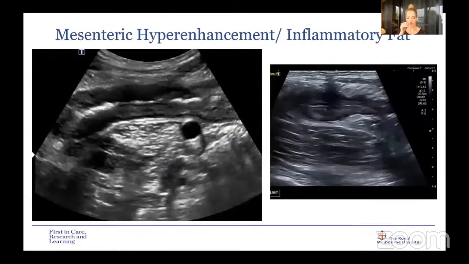And then mesenteric hyperenhancement. This is sort of a sign of the fat hypertrophy we see on surgical specimens. You see how that's all very white in this area here, and that's what we're looking for. You see here that's quite hyperechoic, which again is a sign of inflammation.